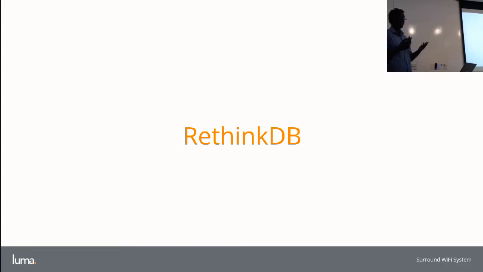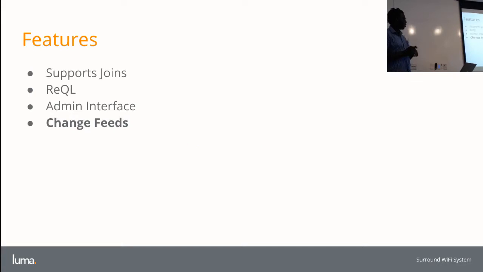RethinkDB is a JSON data store. It's open source. It's quite interesting. And it has a couple of features that I think change the way that I want to think about how we build applications. So the first is it supports joins. That's interesting, vice versa to MongoDB, which is quite useful but doesn't support joins. And having joins means that you can do a bunch of data manipulation quite easily. It has an interesting query language called ReQL that allows you to query your data, do mapping and reduces.